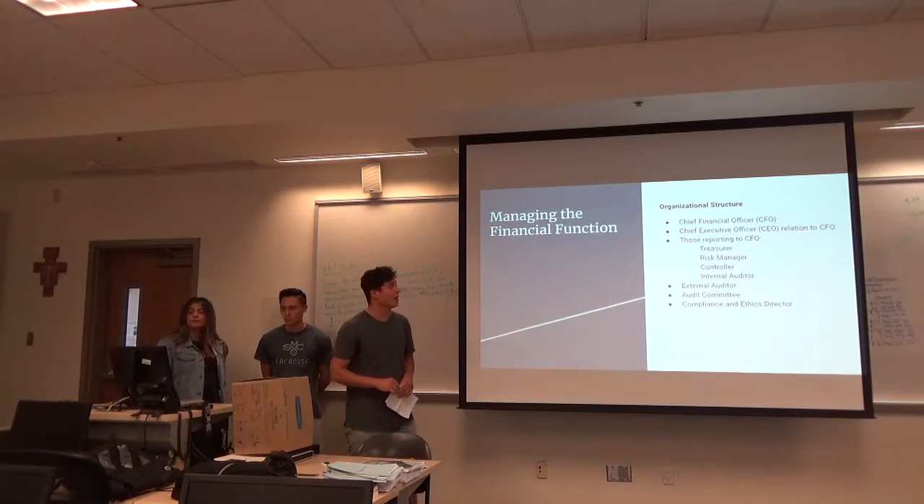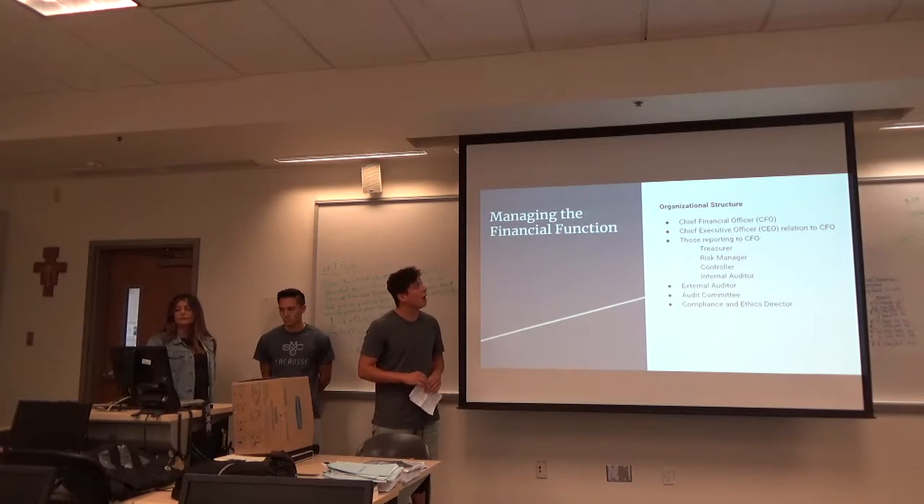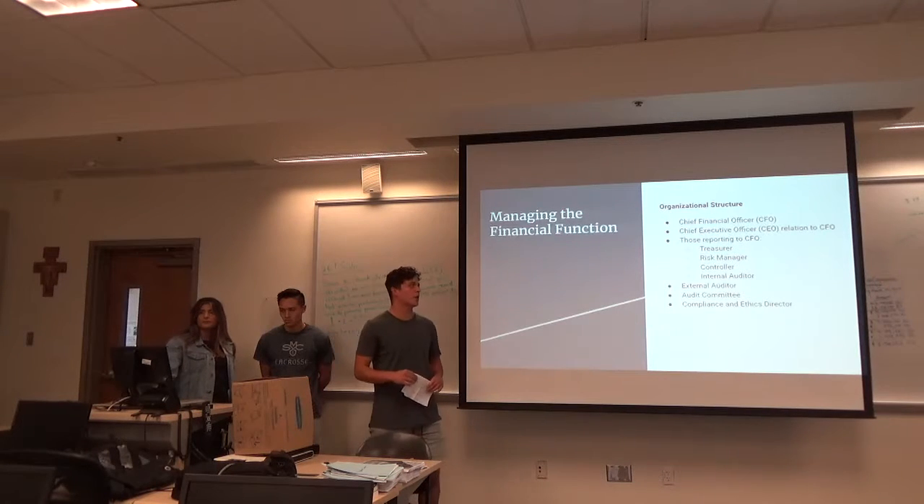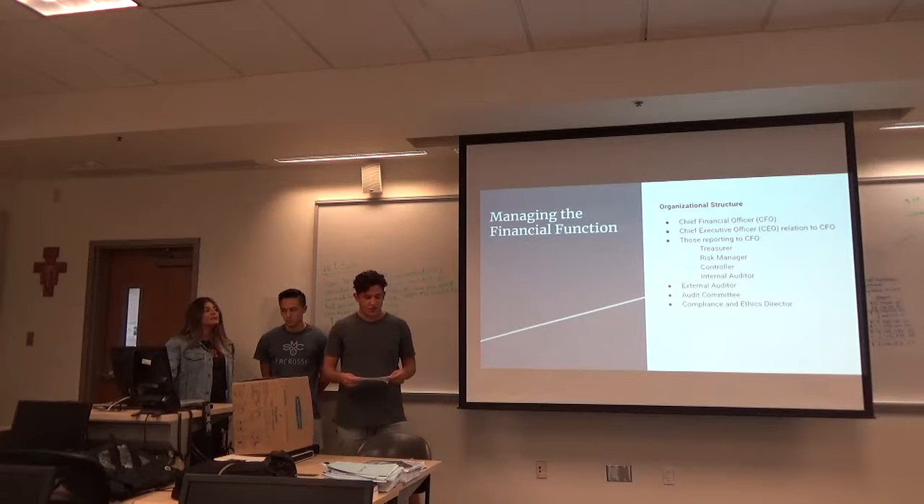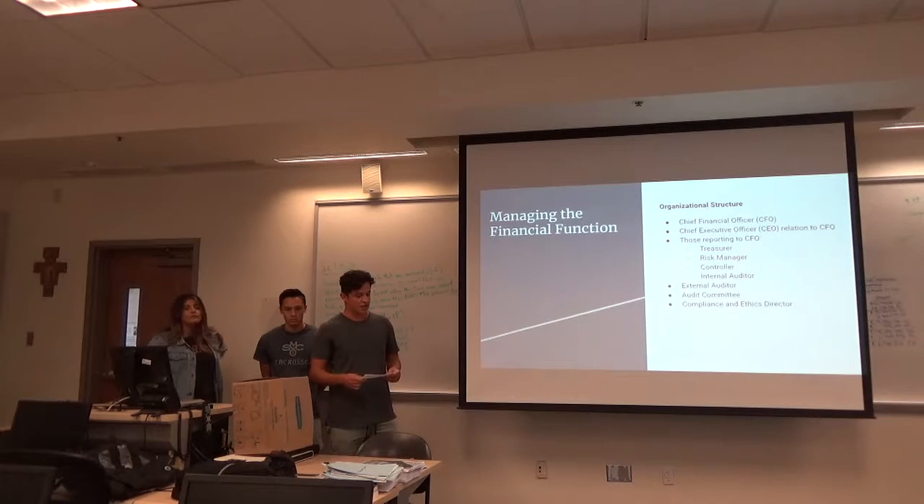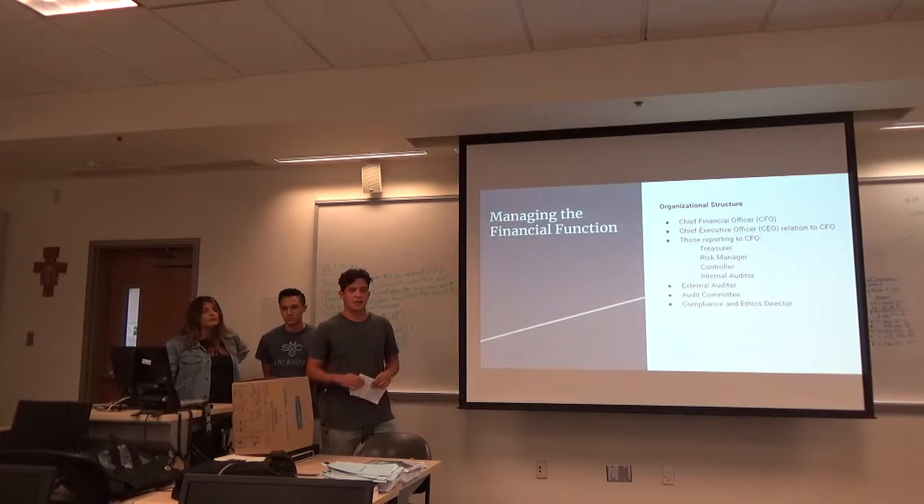Those who work directly under the chief financial officer are the treasurer, risk manager, controller, and internal auditor. The treasurer controls cash payments or collections, foreign exchange, pension funds, and derivatives hedging. I would assume hedging is kind of like a risk analysis in a way.